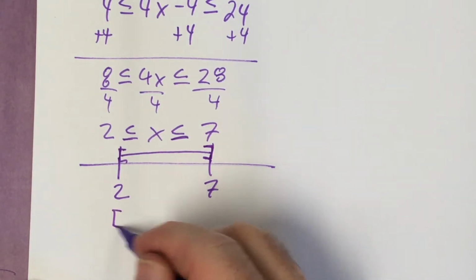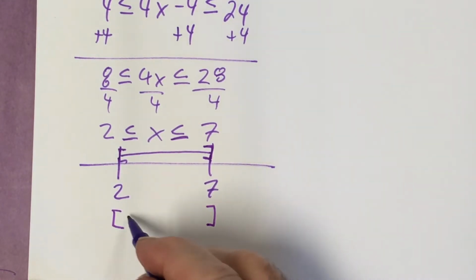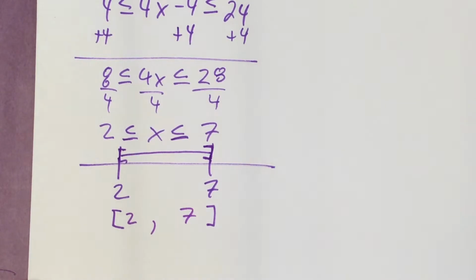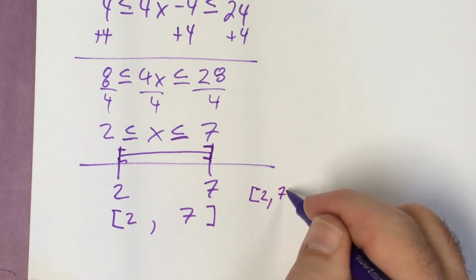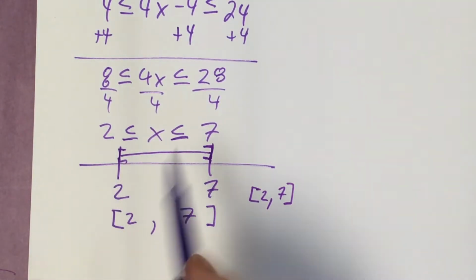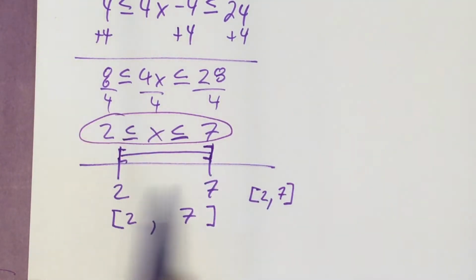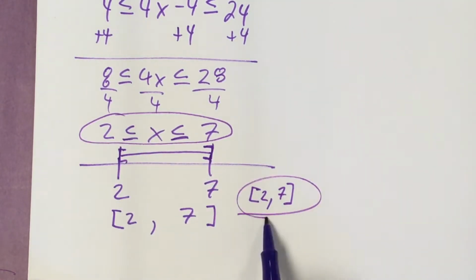Again, we can work right under this to write this in interval notation. It goes from 2 to 7. So my final answer in interval notation is going to be bracket 2, 7. So here's the answer in algebraic form. Here's the answer on a number line. Here's the answer in interval notation to question 17.